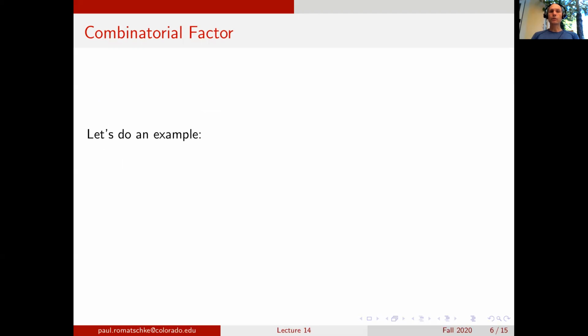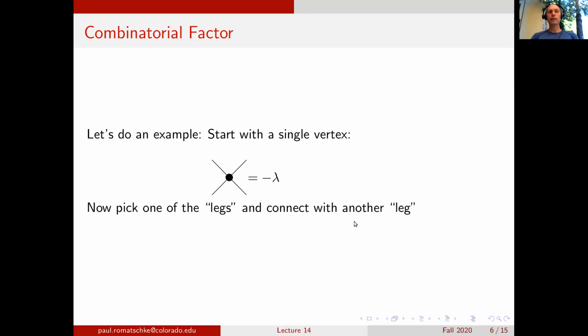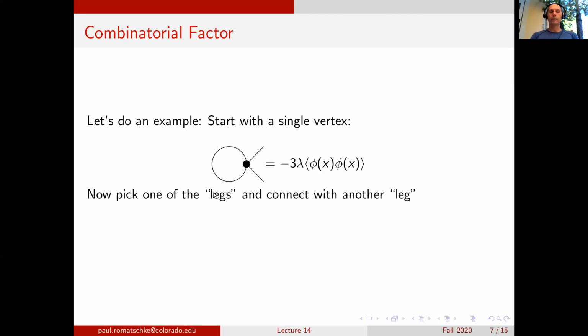To demystify those rules, let's just do an example. Let's start with a single vertex that we said was just denoting minus lambda, the coupling constant. Now let's pick one of the legs and connect it with another leg. Maybe we pick this leg here and we connect it with one of the other legs. So maybe this one over there. If we do that, we get one loop. And since we could have picked all of the other legs as well, there are 3 possibilities to do this. So we get an overall factor of 3.